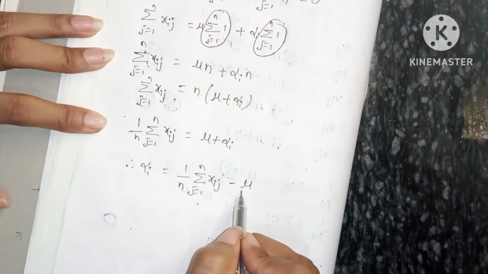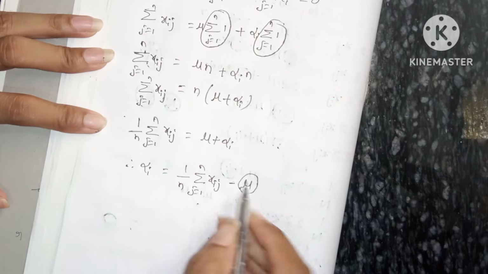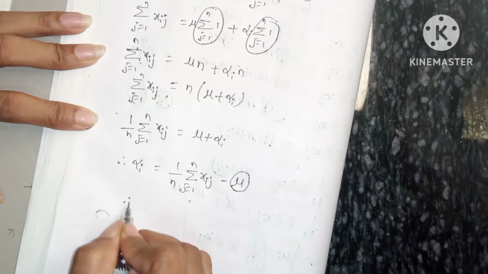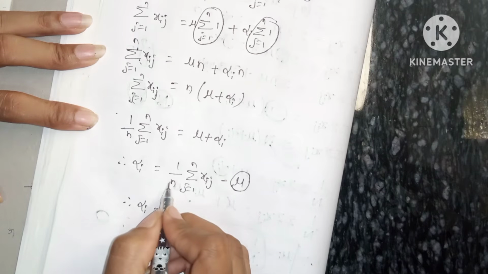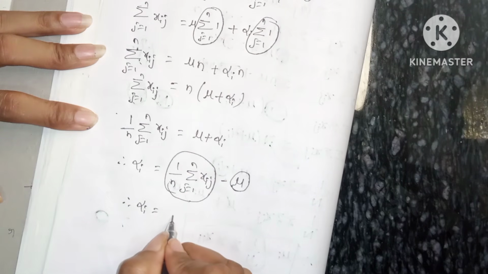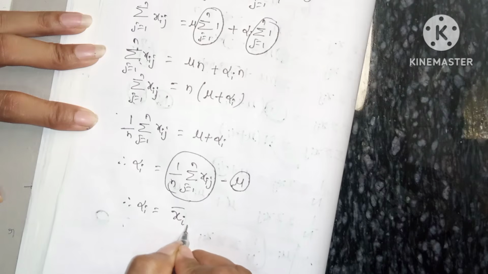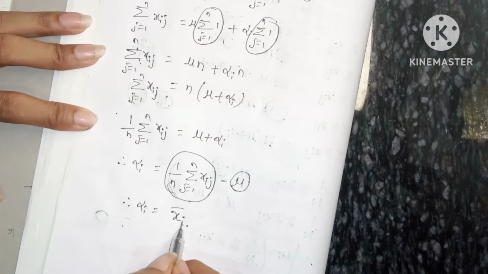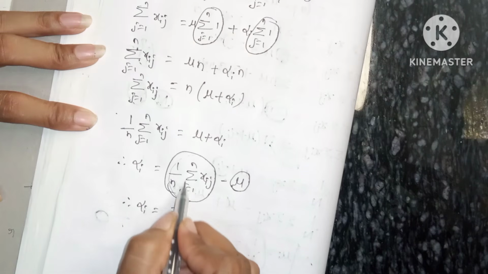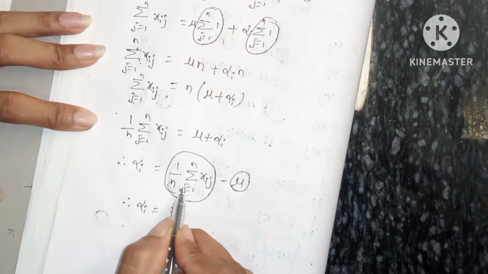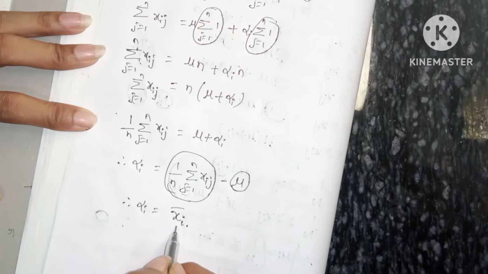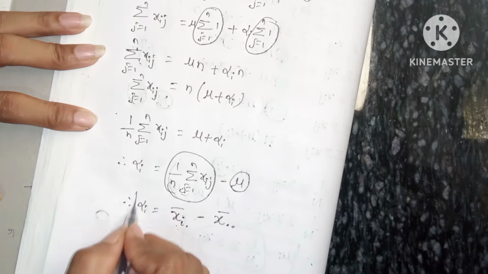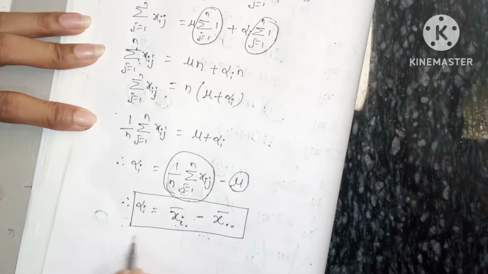So we all know what is the value of mu? X bar double dot. Okay, so therefore alpha i equals to this formula is x bar i dot. Why? Because here we are doing only one way analysis. So that's why i we have to keep. If we are having j limits, i will keep. If we are having i limits, we have to keep here j. Okay. So minus x bar double dot. So this is the value of alpha i.